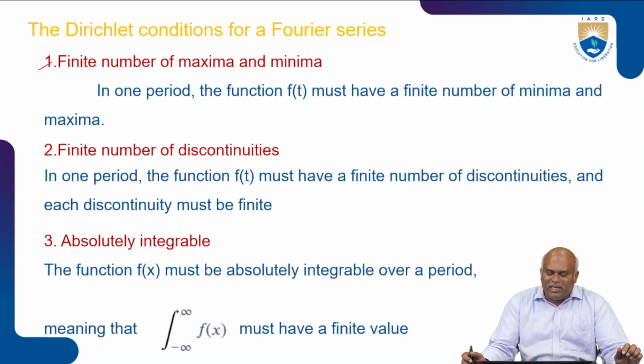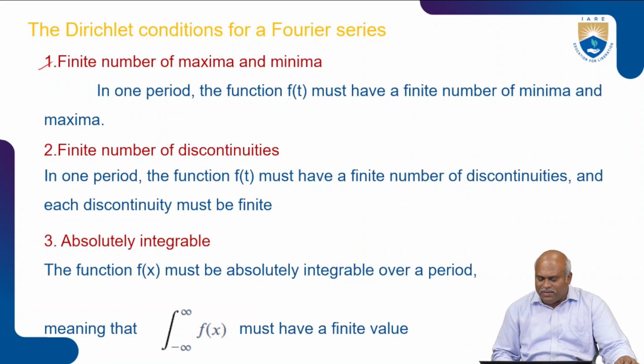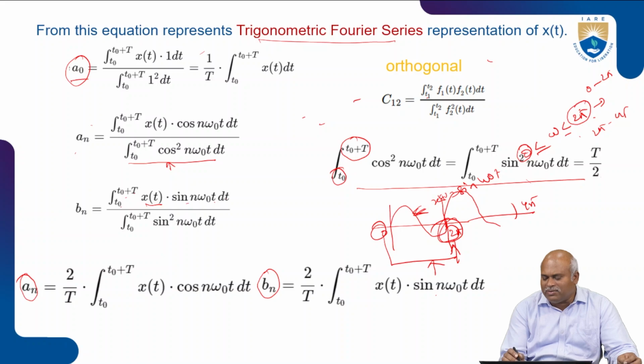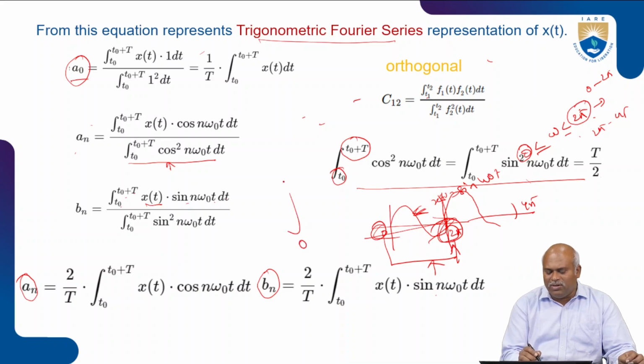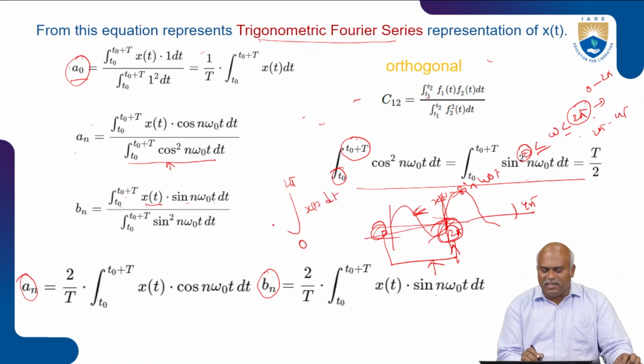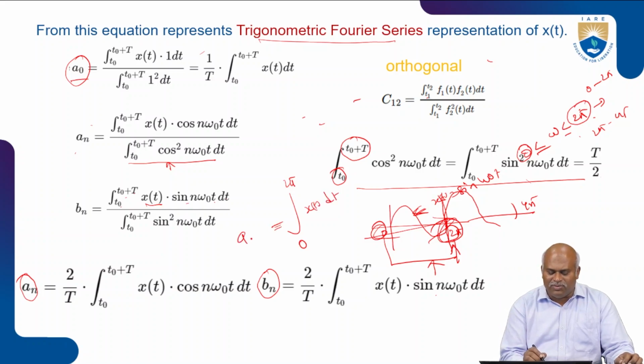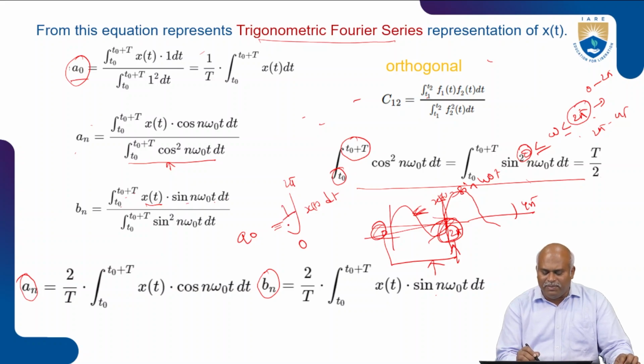Next case, absolutely integrable. The function f of x must be absolutely integrable over a period, meaning that the integration of f of x from minus 2 to plus 2 must have a finite value. That means we need to find this for one complete signal. We take the integration over the interval 0 to 2 pi, that is one period, of x of t dt. This is represented as A0, divided by 2 pi.